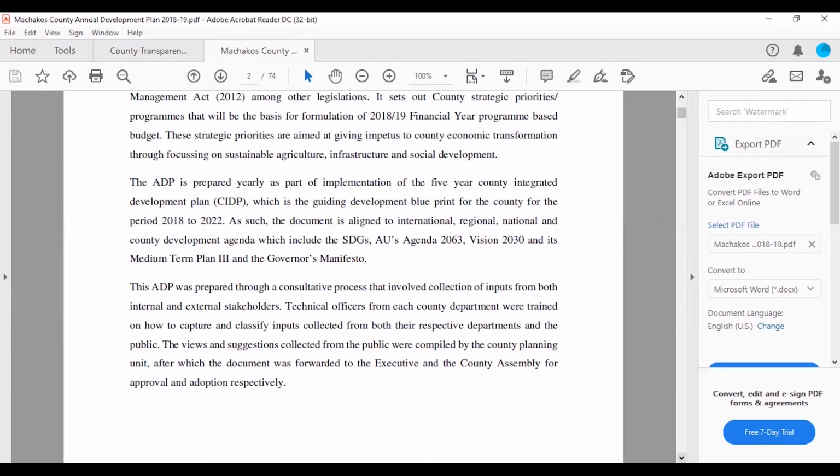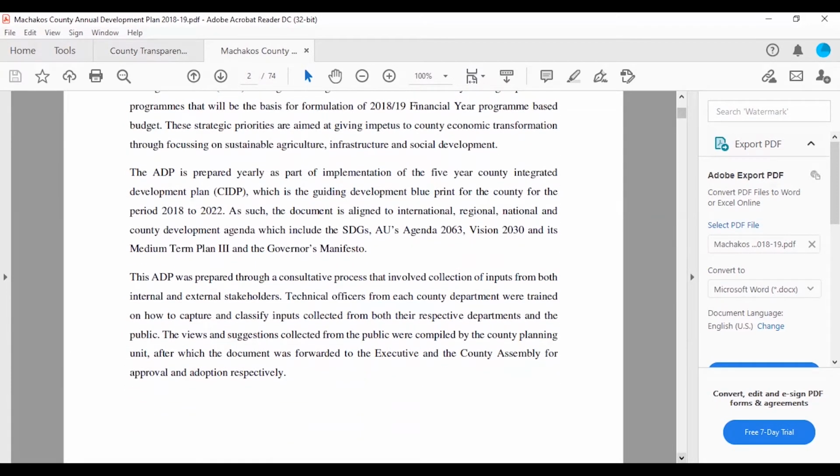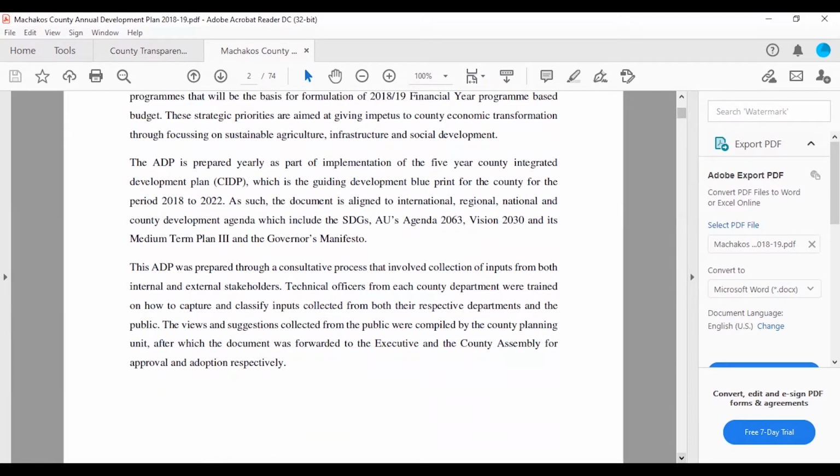So they're also saying that the ADP is prepared yearly as part of implementation of the 5-year County Integrated Development Plan, which is the guiding development blueprint for the county for the period 2018 to 2022. As such, the document is aligned to international, regional, national, and county development agenda, which include the SDGs, the Africa Union Agenda 2063, Vision 2030, and its medium-term Plan 3, and the Governance Manifesto.